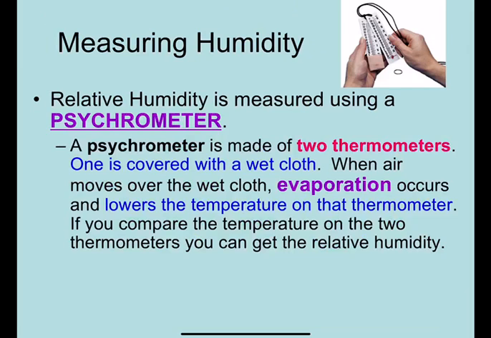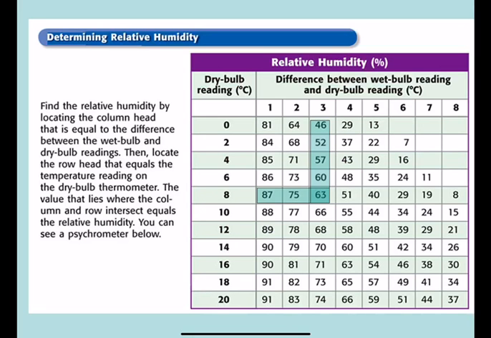We actually have these thermometers at school, though we call them sling psychrometers because there are several different types, and that's what we have. When determining relative humidity, we use a chart similar to this. To find the relative humidity, you must locate the column head that is equal to the difference between the wet bulb and the dry bulb readings. Remember, the wet bulb is the bulb that has the wet cloth on it. The dry bulb is the thermometer that did not have a cloth on it at all. So you take these two bulbs and you subtract and find the difference between the readings.